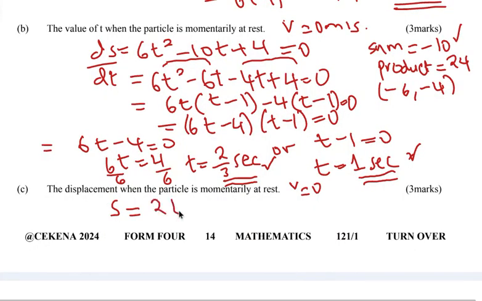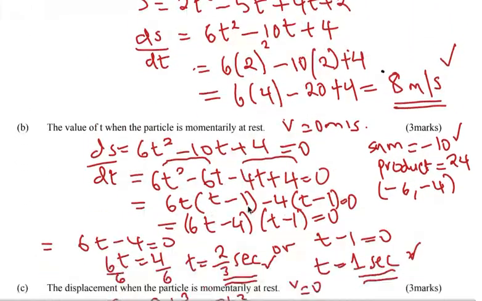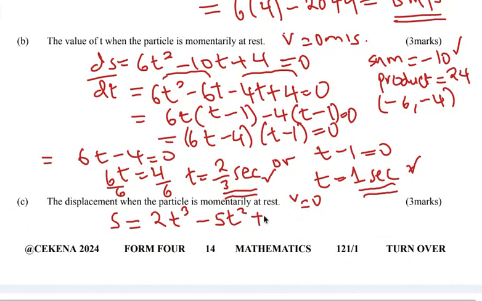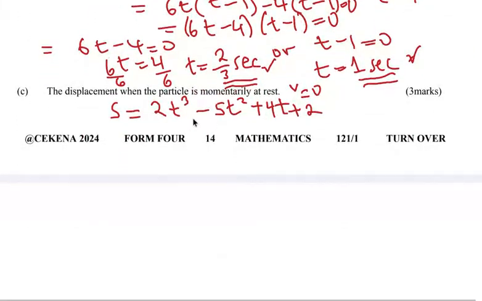So your displacement function is 2t cubed minus 5t squared plus 4t plus 2. So this is your displacement function. Sasa umeambiwa tafuta displacement. Hata hiyo displacement ni rahisi kwa sababu when velocity equal to 0 unajua t yako ni hizi mbili. So you'll just substitute kwa hii displacement function.